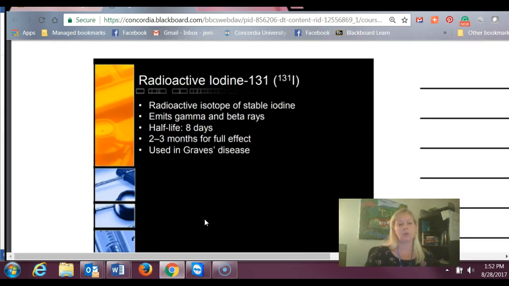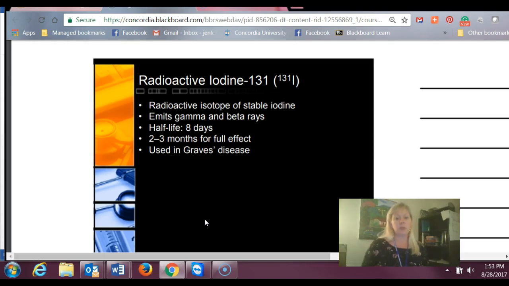Alright, so let's go to the third line therapy, well, let's say second line after you tried the medications. So it's basically radiation, radioactive iodine. It's an isotope of stable iodine. It emits gamma and beta rays. It's just like radiation. The half-life of it is 8 days. It takes 2 to 3 months for the full effect, and it's used in Graves' disease.